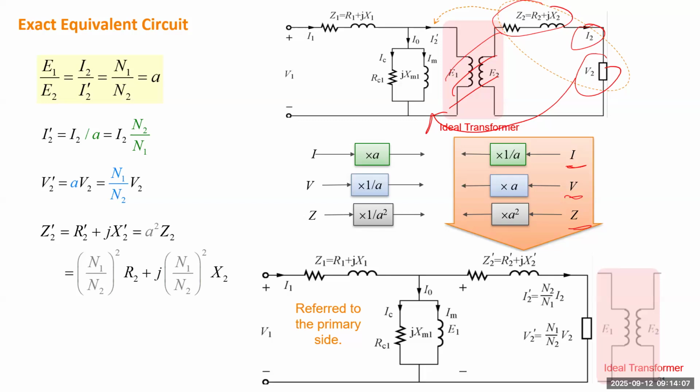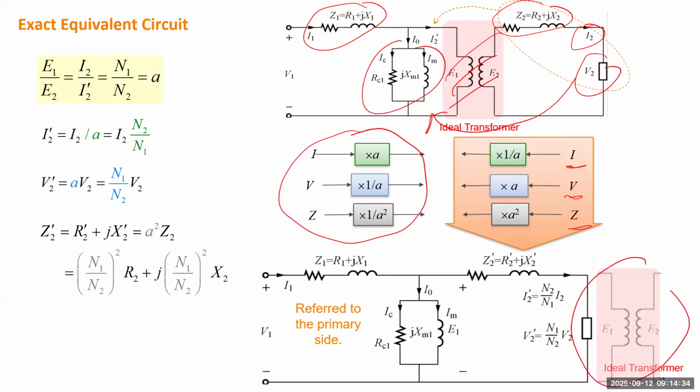We can also do a similar transformation from primary side to the secondary side. Any branch, current, or voltage can be simply moved over to the secondary side, and you just need to multiply current by a, divide voltage by a, and divide impedance by a squared. Either way gives you the same topology of the circuit, where you simply move the ideal transformer to one side of the entire circuit. But this circuit is still very complex. We still want to further simplify it.